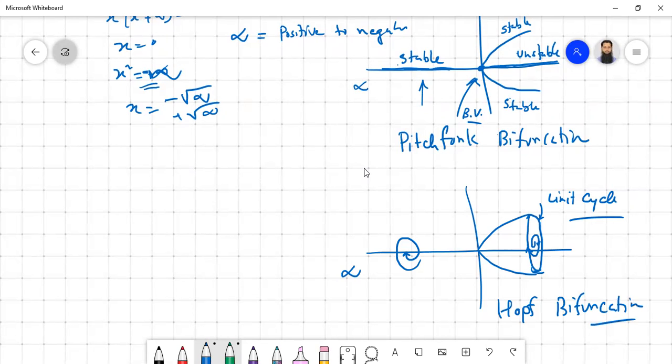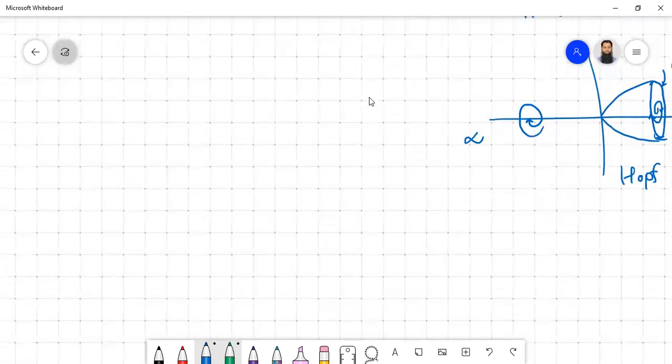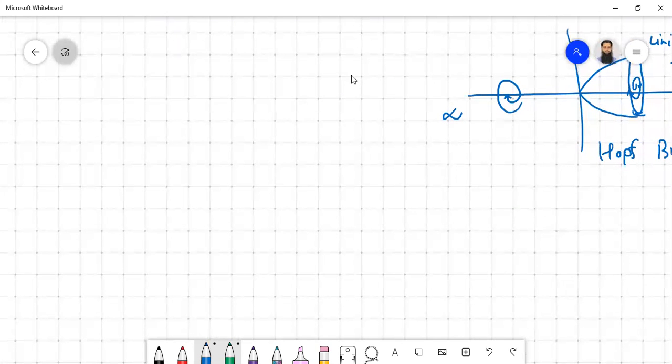So we'll be discussing in detail those limit cycle bifurcation topics in some advanced classes. So the next thing is chaos. What is the definition of chaos?